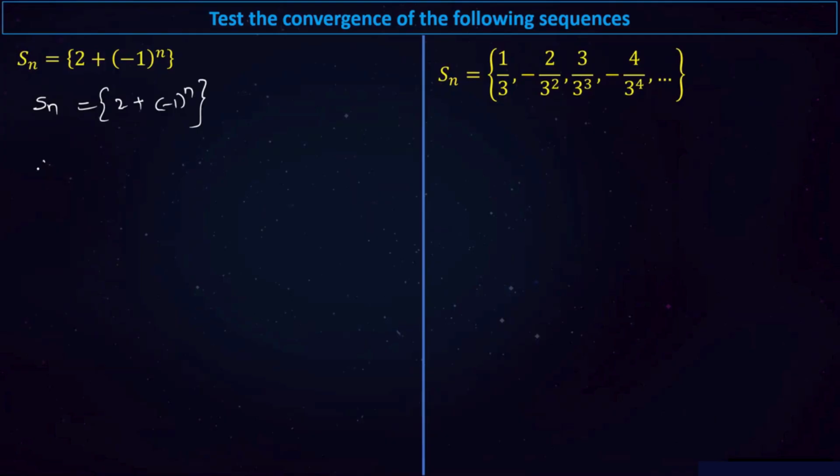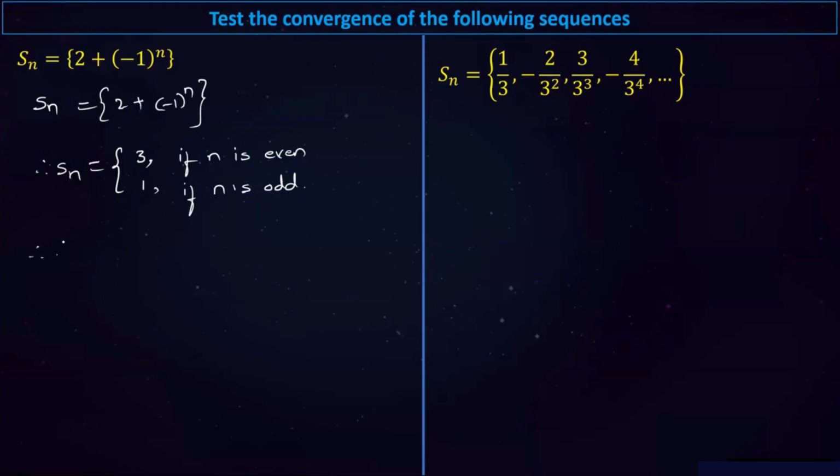So therefore, Sn is equal to, if n is even, we'll get minus 1 to the power of an even number as plus 1. So that's how it is 2 plus 1, which is 3. So Sn becomes 3 if n is even. Right? Similarly, when n is odd, what happens? Minus 1 to the power of an odd number is minus 1. So 2 minus 1 is simply 1. So Sn approaches 1 when n is odd.